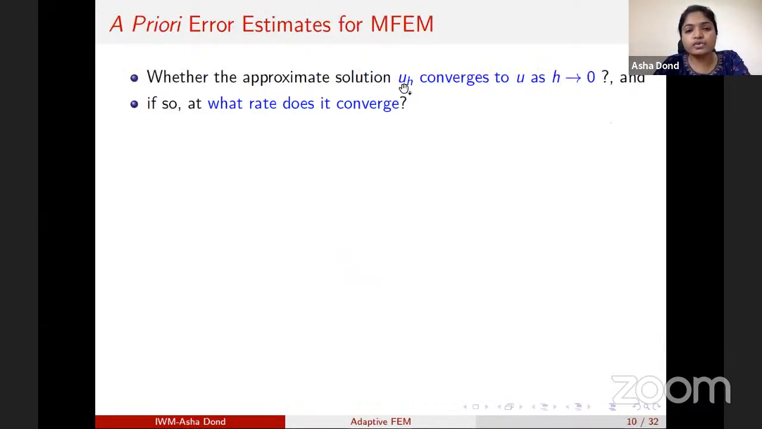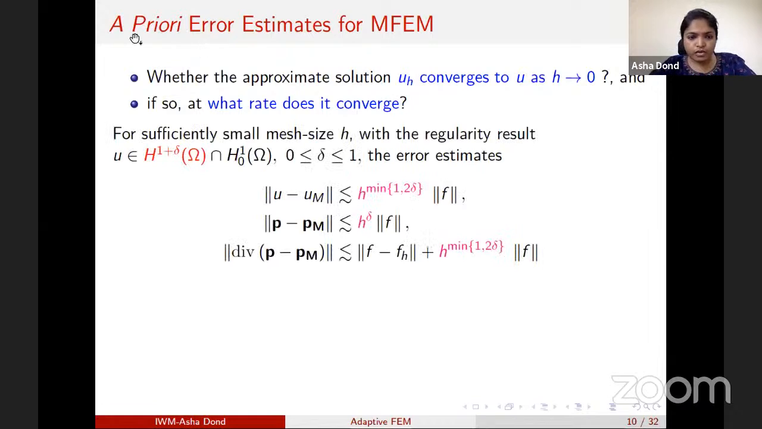Whenever we have to show the discrete solution is approaching the exact solution, we have to do a priori analysis. For this problem, we have done a priori analysis, and the result is: for sufficiently small mesh size h, with the regularity assumption 1 plus delta, if u has this regularity, then we will have this kind of convergence rate. For the u variable, it is h raised to the minimum of 1 and delta. For the p variable, the convergence rate will be h raised to delta.